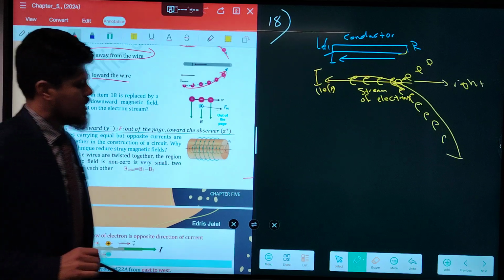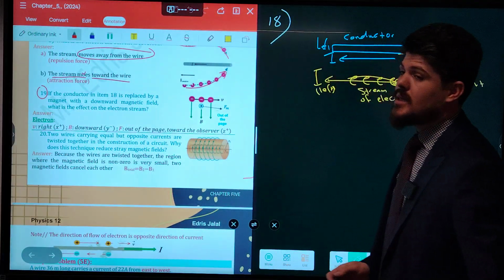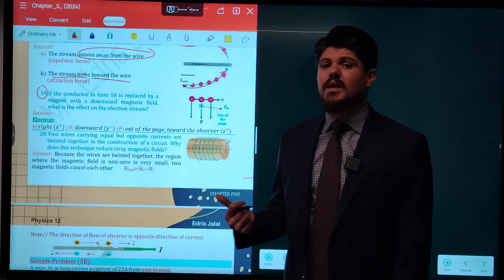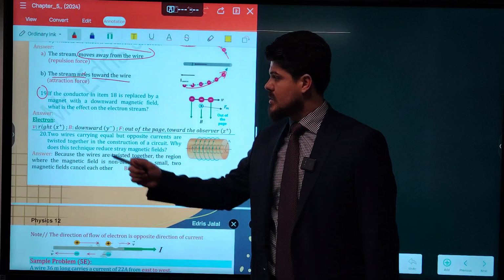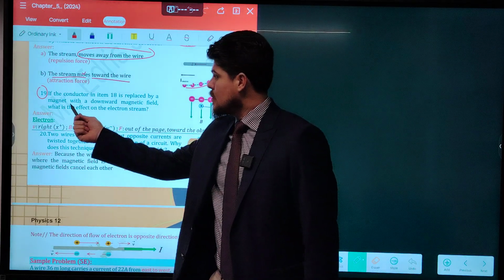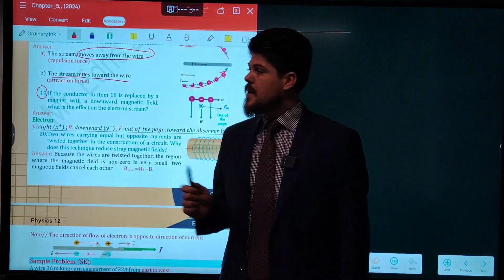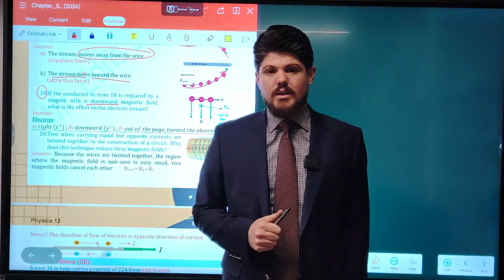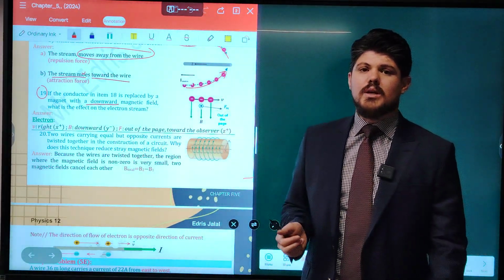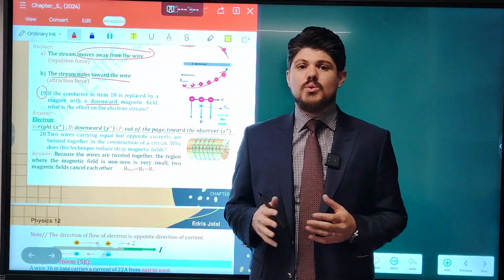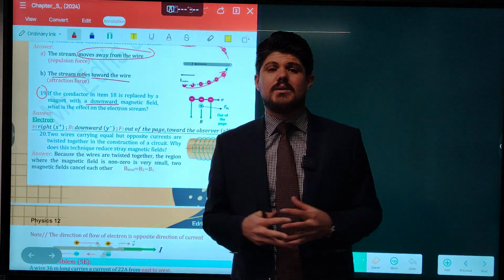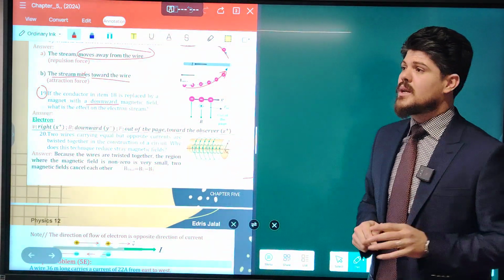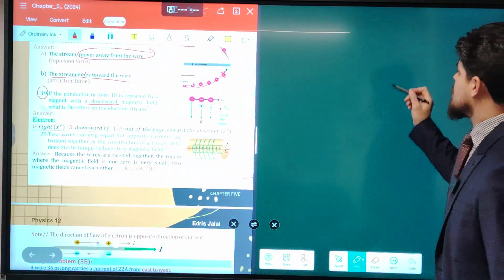Guys, question 19 is related to question 18. The question says, if the conductor in item 18 is replaced by a magnet with a downward magnetic field. Guys, does this downward mean Y negative or Z negative? Many students are struggling or confused with this downward. So when is downward Y negative, and when is it Z negative? Now I'm going to explain in detail, so listen attentively, please.